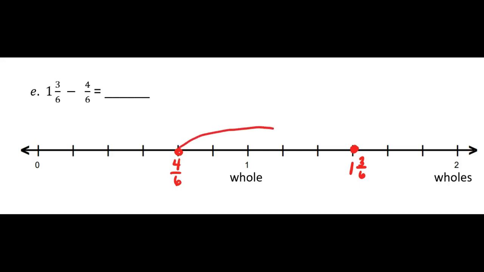So if I hop from 4/6 to 1 3/6, I can count how many sixths I hopped. Here's 1, 2, 3, 4, 5. That tells me that 1 3/6 minus 4/6 equals 5/6. So counting up on the number line is a strategy that we can use when we're trying to find the difference between fractions. So it really turns into a good strategy for subtraction.